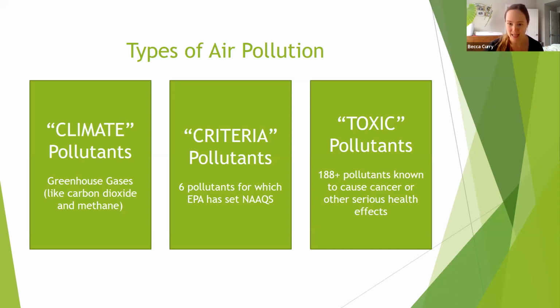For example, benzene is both an ozone precursor, and ozone is a criteria pollutant, so it's considered in that conversation. But benzene is also a toxic pollutant. It's known to cause leukemia. It's a carcinogen. So there are some pollutants that fall into both buckets.